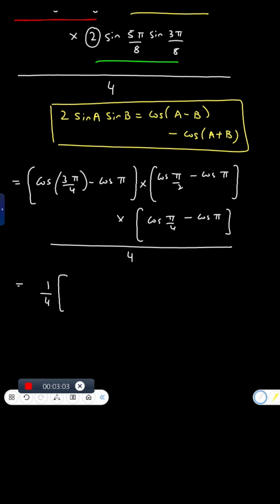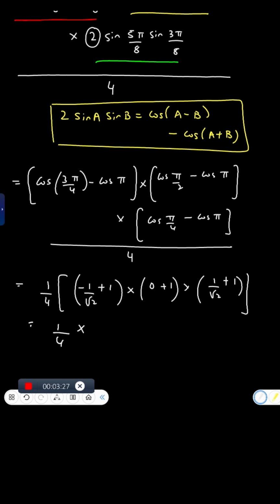Cos 3 pi by 4 is cos 135. The answer is minus 1 by root 2. Cos pi is negative 1, so negative negative becomes positive. Cos 90 is 0. Cos pi is again negative 1, but negative negative will be positive. Cos 45 is 1 by root 2, and again cos pi is negative 1, so that will become positive 1. What I get is 1/4.